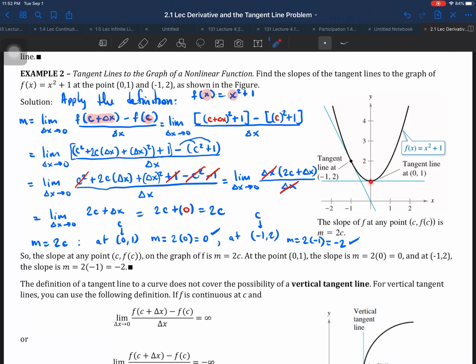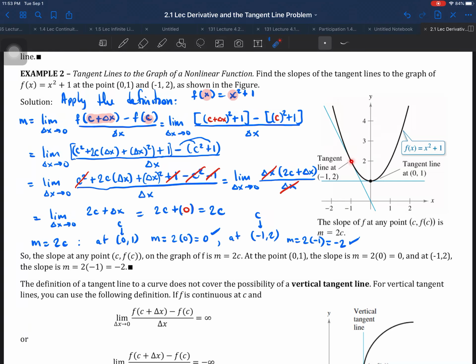In fact, that's the point right there. You guys notice that the slope of this tangent line is 0, and it kind of makes sense, right? Because isn't it like when you have a horizontal line, the slope is 0? So that's a checkpoint, right? That's something we can verify by using our algebra skills.